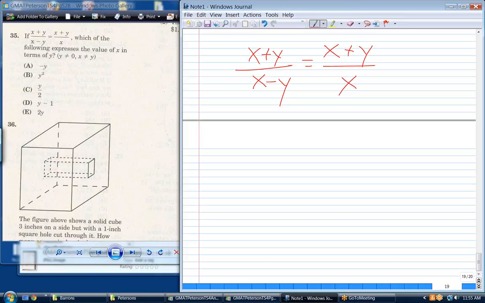So we want to solve for x in terms of y. And y is not equal to 0. And x is not equal to y.